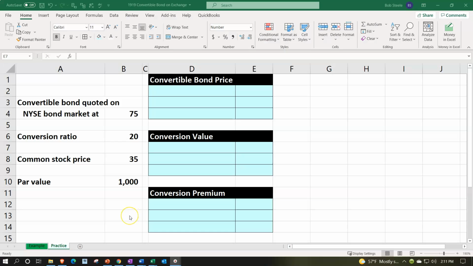Here we are in our Excel worksheet. If you have access to the Excel worksheet and would like to follow along, note that we're in the practice tab as opposed to the example tab, the example tab in essence being an answer key. The information's on the left-hand side. We're going to populate that into the blue area on the right-hand side.